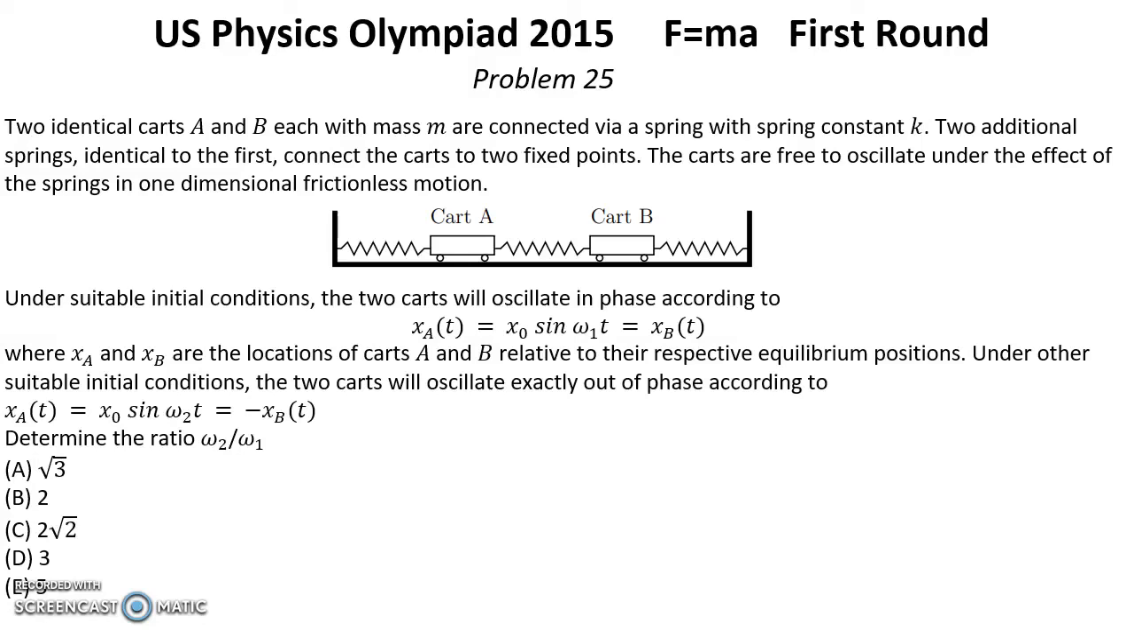Under suitable initial conditions, the two cards will oscillate in phase according to this equation, where XA and XB are the locations of cards A and B relative to their respective equilibrium positions. Under other suitable initial conditions, the two cards will oscillate exactly out of phase according to this equation. Determine the ratio omega 2 over omega 1.